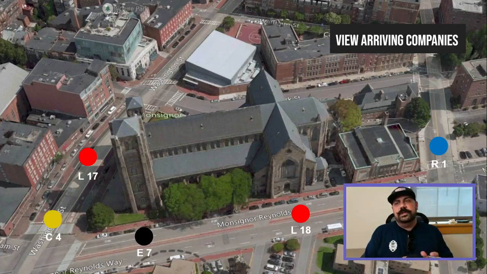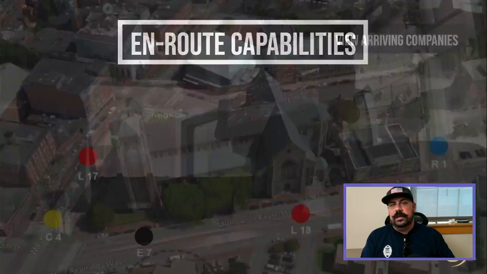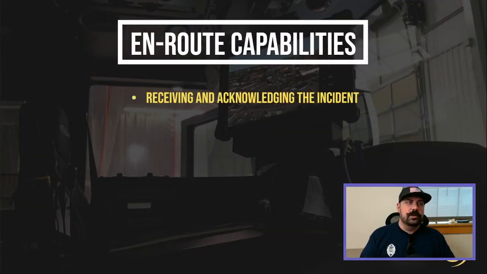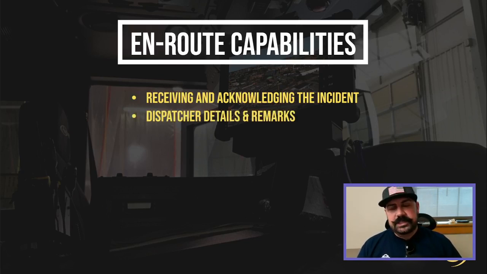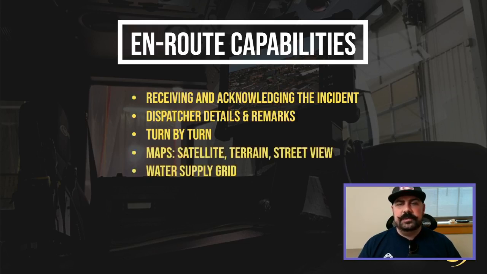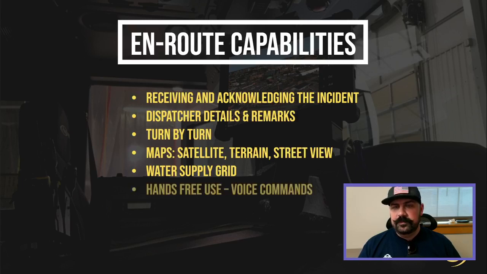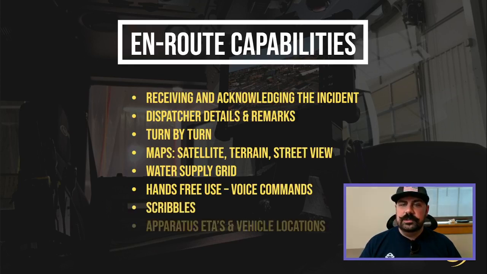So we've kind of gone through some of the steps of an incident. We've gone through acknowledging the incident and accepting that. We've gone through the dispatcher notes. So obviously we've gone through receiving and acknowledging the incident. We've gone through the dispatcher details and remarks, 911 caller notes. We also have discussed turn by turn. We've gone over our map satellite view, terrain and street view. We've talked about hands-free use and our voice commands. And we've also talked about Scribbles and apparatus ETA and vehicle locations.